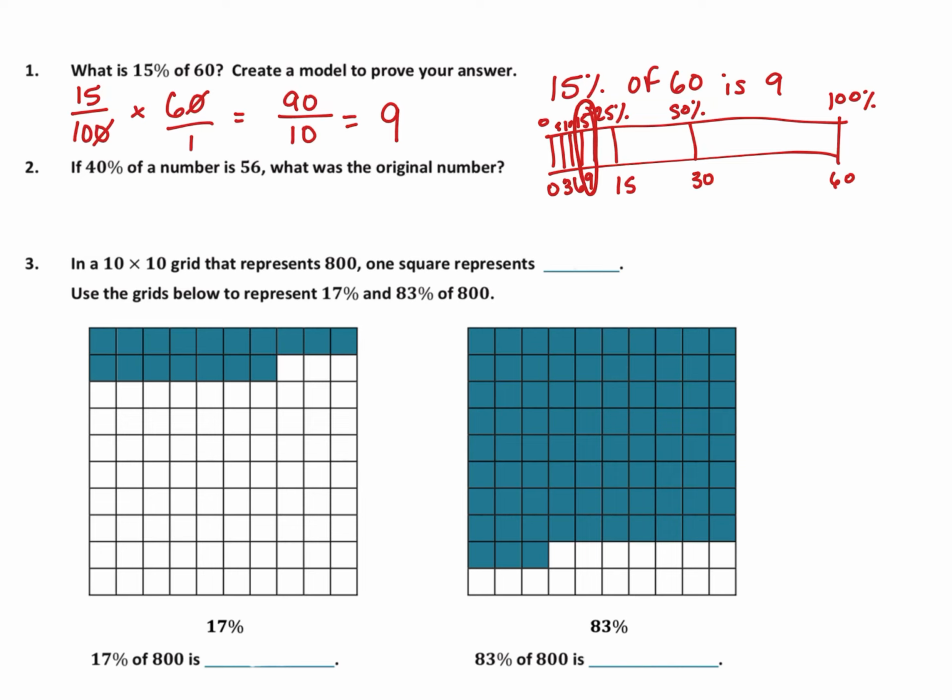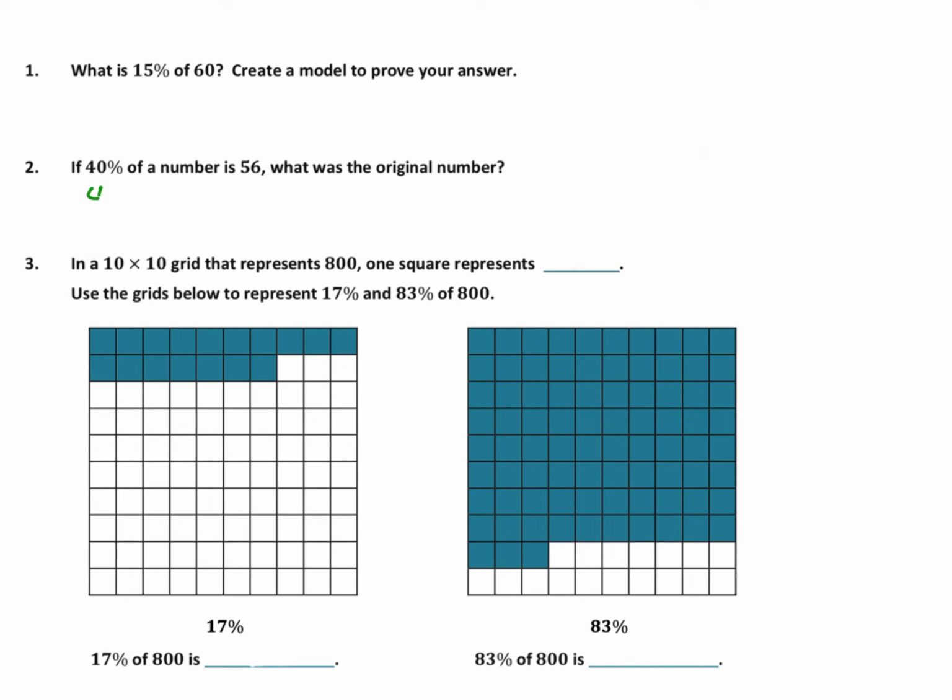Number 2 says, if 40% of a number is 56, what is the original number? So 40% rewritten as a fraction is 40 out of 100, or 4 out of 10. You can make it even smaller and go to 2/5. It's saying that 2/5 of some number is equal to 56.